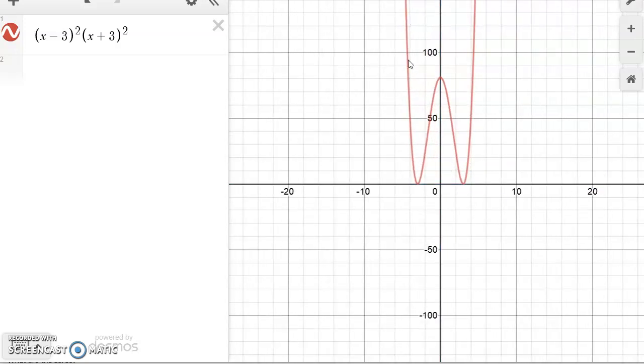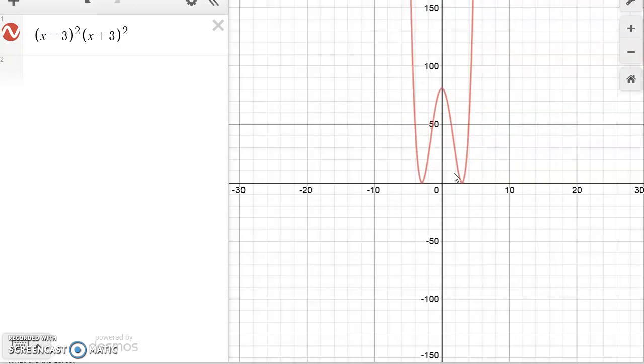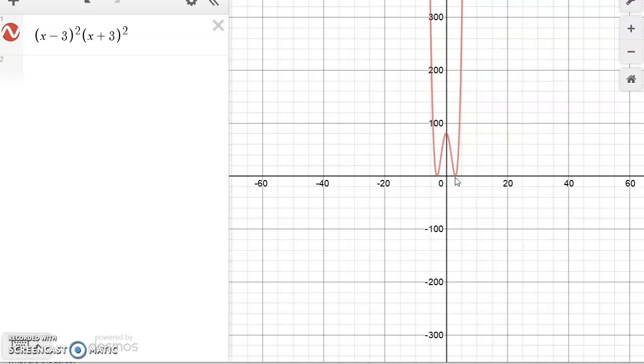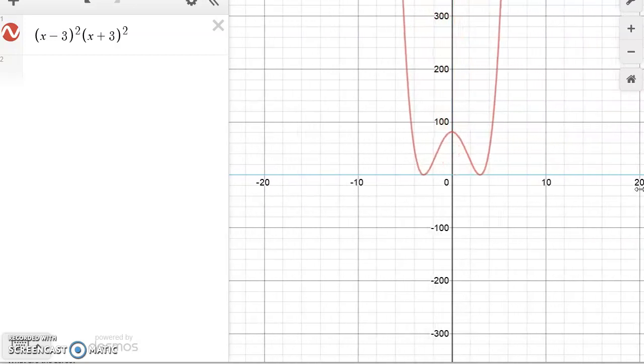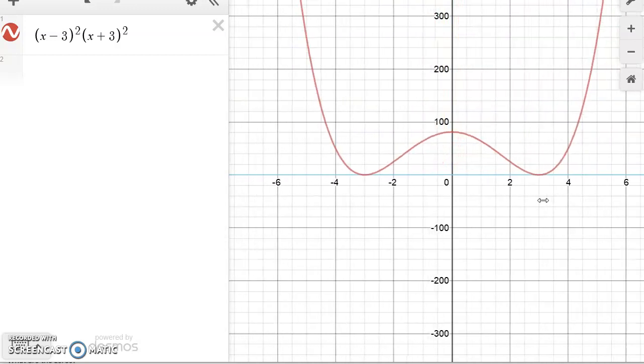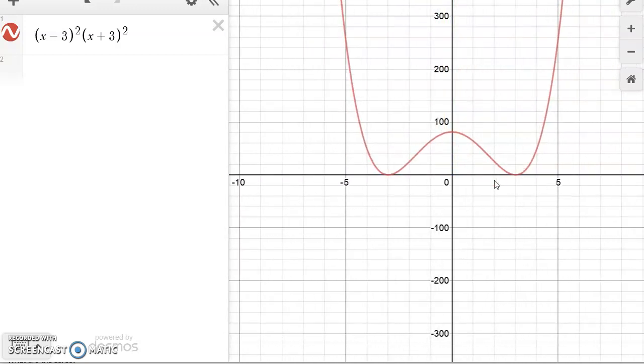If I ignore the stuff that's going on in the middle, it still retains some sort of a U shape. And if I were to zoom out a bunch, we can see that, I know it does have this curve in the middle, but it still kind of has that U shape on the edges. This stuff out here is called the end behavior.